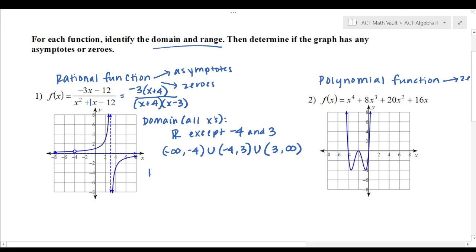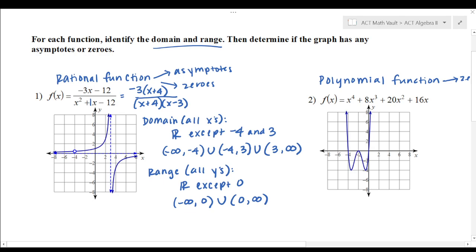Okay, range. This is all y's. So range would be how many y's are represented in that function. You can see it's everything from here up to here, and then there's a little break, and then here up to there. So you're looking at the other number line this time. Range is going to be all reals except 0. There's this dotted line at 0. So that is -infinity to 0, not including the 0, union with 0 up to infinity. We're extracting the 0 once again.